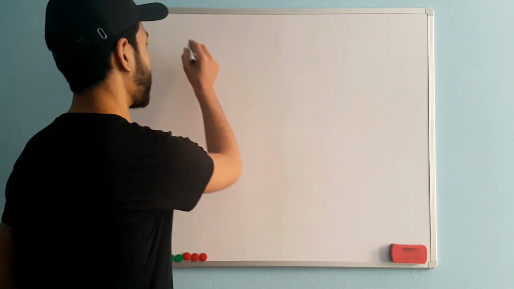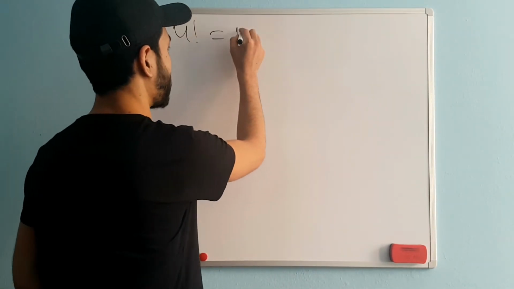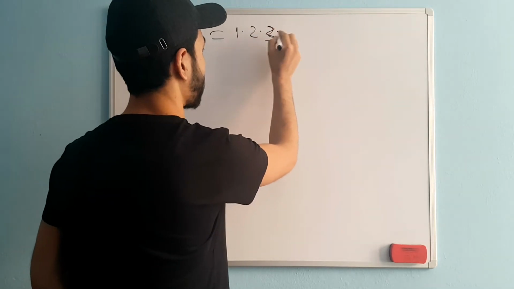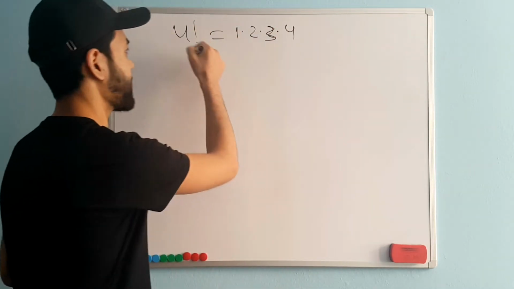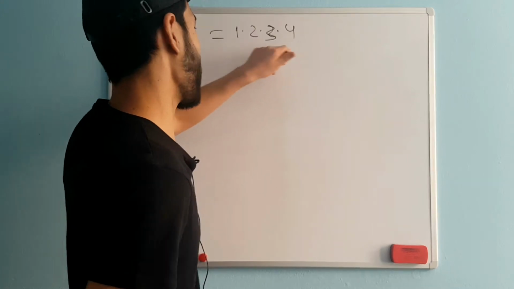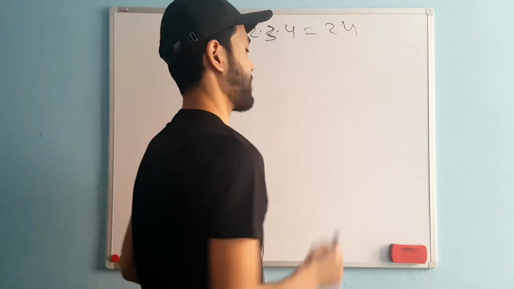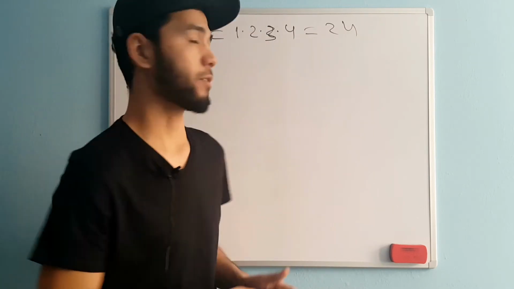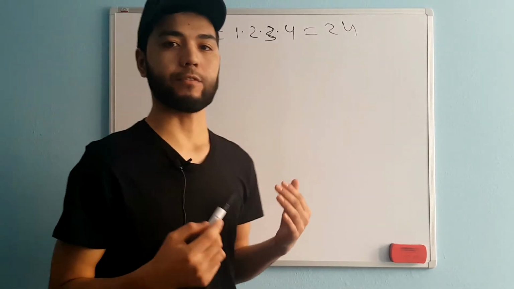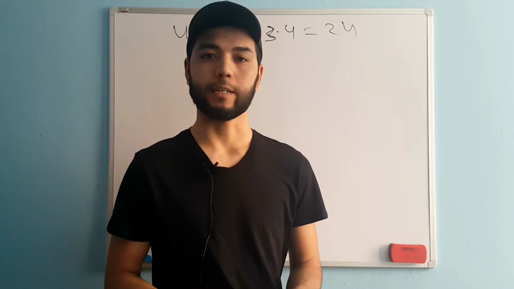If I'm going to calculate 4 factorial, I will write it like this: 4 factorial equals 1 multiplied by 2, 3 and 4. This is the multiplication of 4 factorial, and it will give us 24. And from this we will write the formula for our recursion.